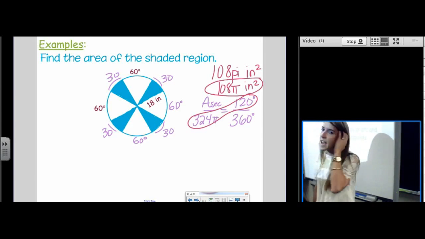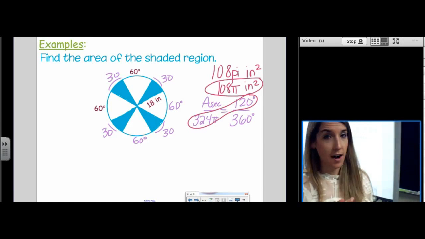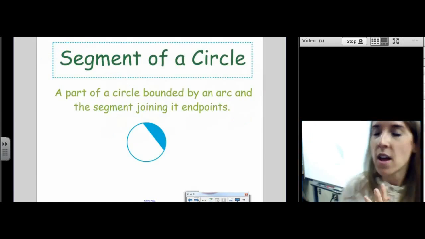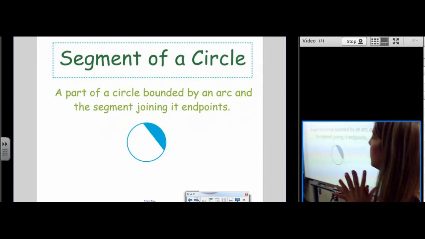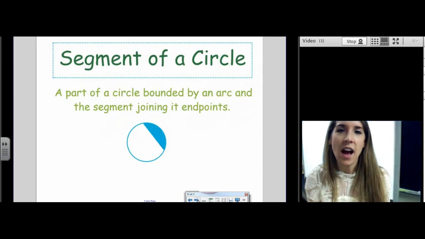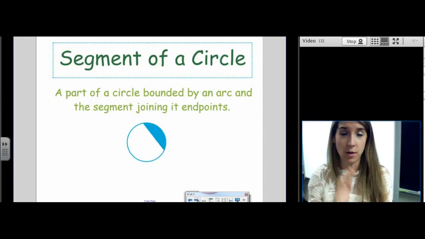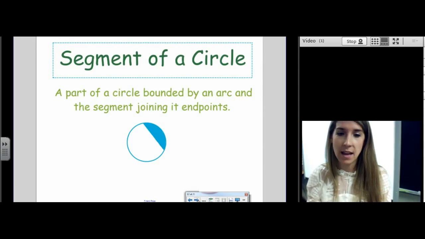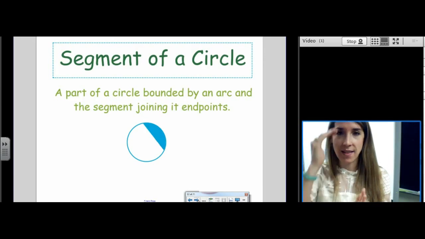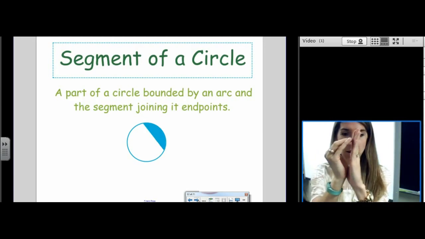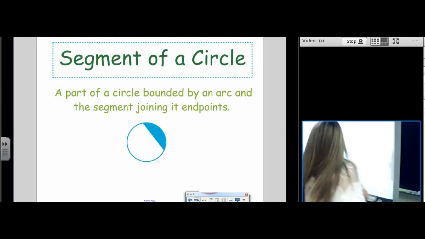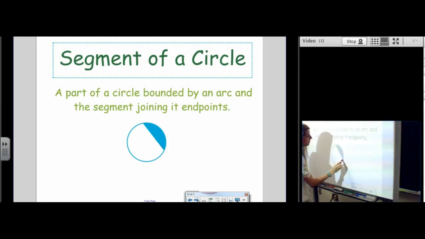One more thing today. This is the K level part. I don't even teach this in L level. This is kind of counterintuitive. A segment of a circle is the part of the circle bounded by the arc and the segment joining its endpoints. So we have a chord.